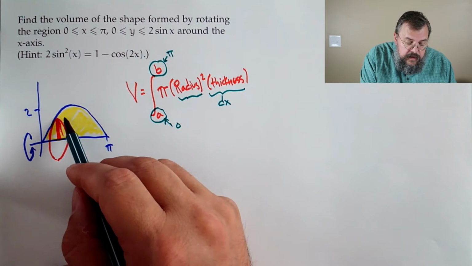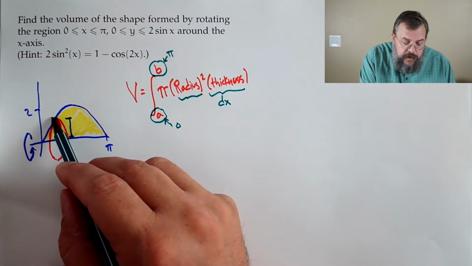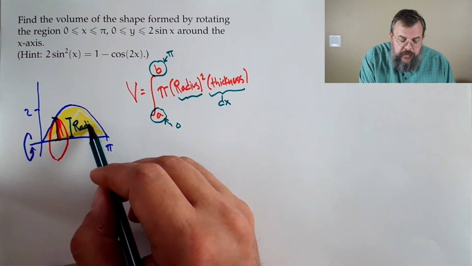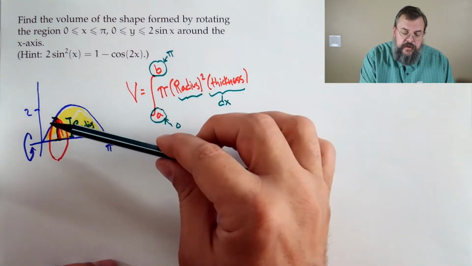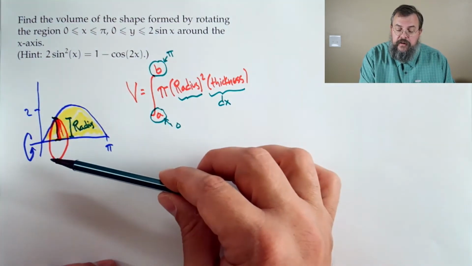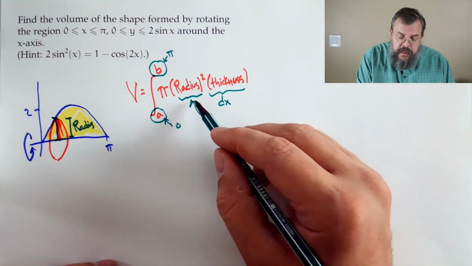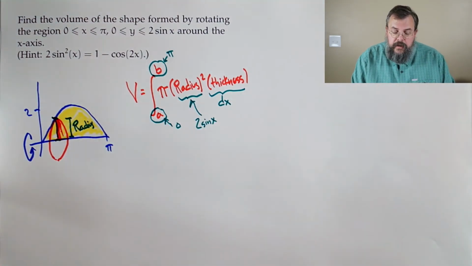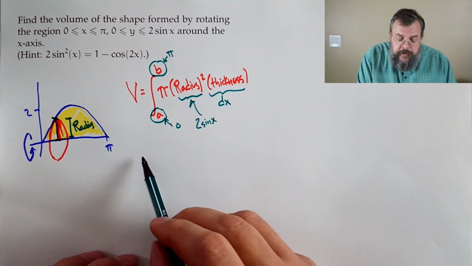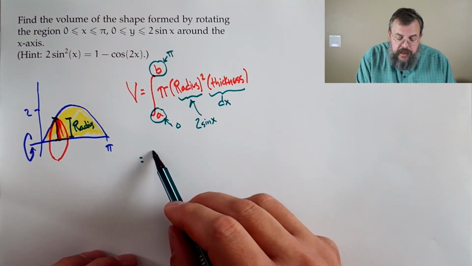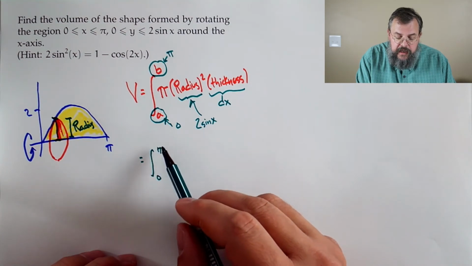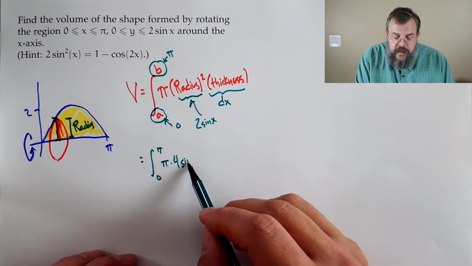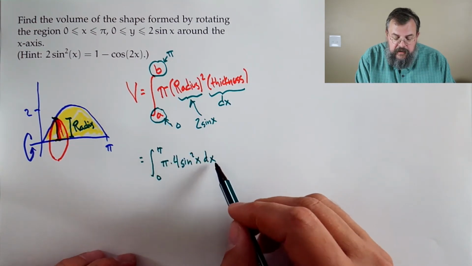So our radius is this length. It's from the curve to where we spin. So this is our radius. Well, that's from 2 sine of x down to 0. So that would be 2 sine x. All right, well, let's see. What is that? Well, that's going to be the integral 0 to pi. Then we have the pi. If we square that, 4 sine squared of x dx.